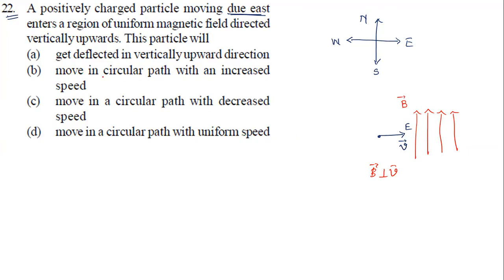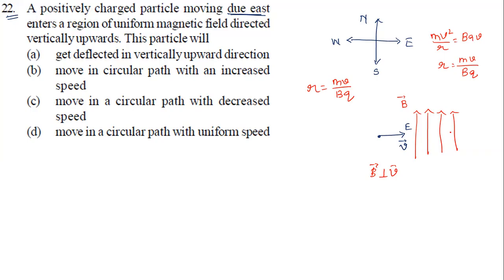Now look at the first option: get deflected vertically upward. Is that right? No, because of the derivation we have done. We got a radius, using centripetal force equal to magnetic force: mv squared by r equals bqv. So r equals mv by bq. That is the radius formed by the particle.